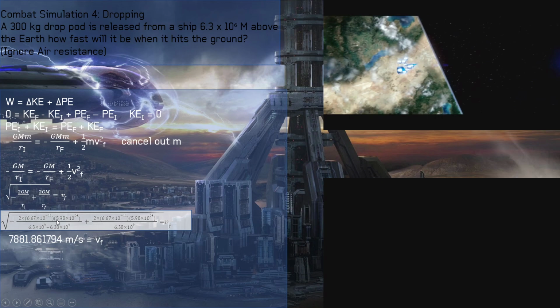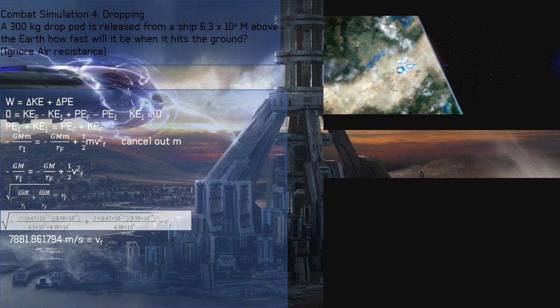So plugging in all of our values, we have the mass of the Earth, we have the gravitational constant, and we have the two radii. Initially it's high up above the ground, 6.3 times 10 to the 6 meters. We're going to add that to the radius of the Earth, because this is not an orbital radius, it's just above the Earth's surface. So we add that to the radius of the Earth right here, and in this case this is our r initial because it is starting high up. And our r final here is 6.38 times 10 to the 6, which is just the radius of the Earth because it has now landed on the surface of the Earth.